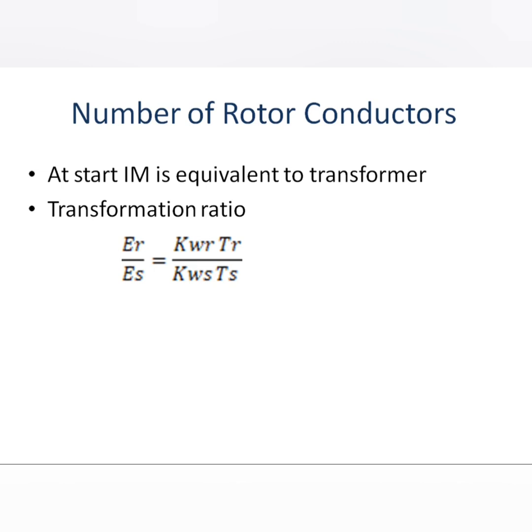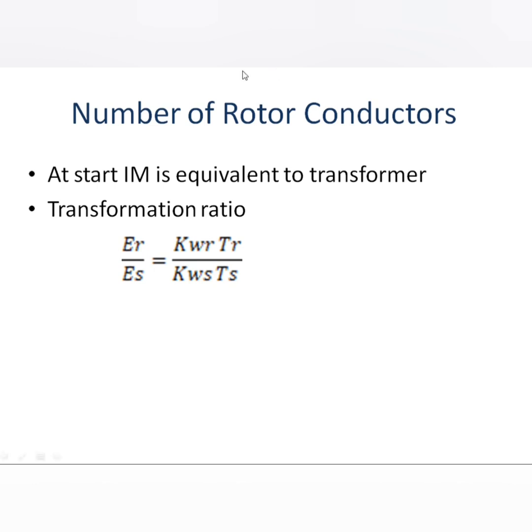Slip ring induction motor has an advantage that by varying the resistance of the rotor, we can have both excellent starting characteristics as well as speed control characteristics. So the number of rotor conductors of a three-phase slip ring induction motor is calculated by considering that at start the motor is stationary, and so long as it is stationary, it is equivalent to a three-phase transformer.